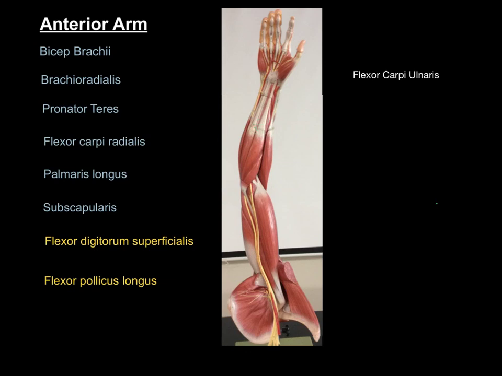And then 1 layer deeper yet, we've got our flexor pollicis longus, which again is flexing our thumb, or pollex. That muscle is our deepest muscle on this side. We just see a very little bit of it poking out right here from the deepest layer, flexor pollicis longus.